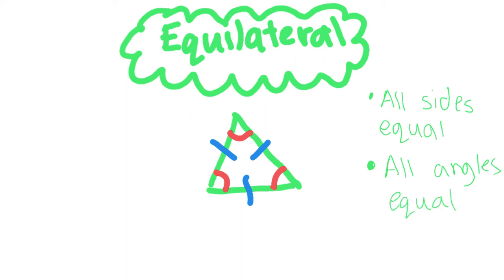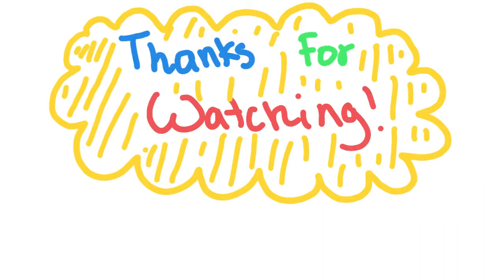In the triangle I drew, this side is equal to this side, and both of these are equal to this side. And this angle is equal to this angle, and both of these are equal to this angle. So all the sides are equal, and all the angles are equal. For an equilateral triangle to happen, all sides need to be equal, and all angles need to be equal. So that's it. You have learned the difference between an isosceles, scalene, and equilateral triangle.